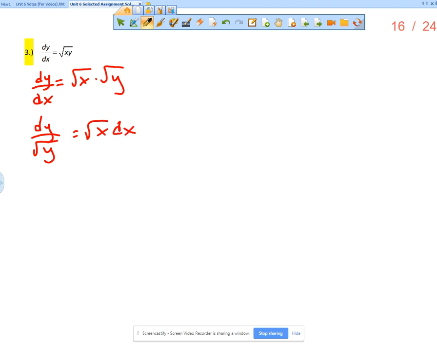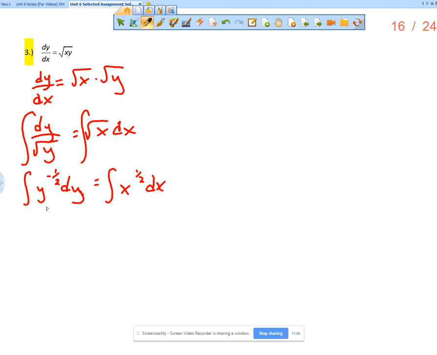So now the variables are separate, and that means I'm going to have to integrate. All right, so on the left side, how do I integrate dy over the square root of y? I'm going to rewrite this as y to the negative 1/2 dy. And on the right side, I'm going to rewrite this as x to the positive 1/2 dx.